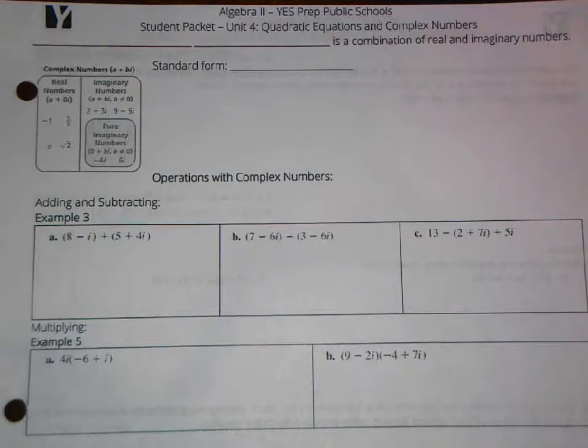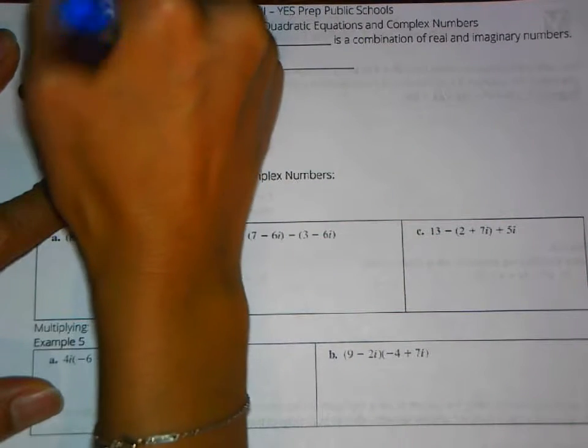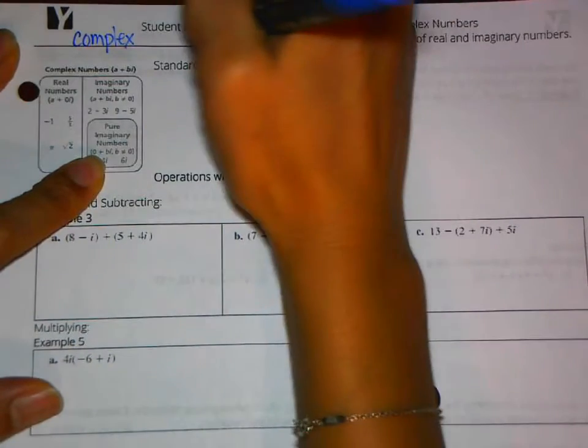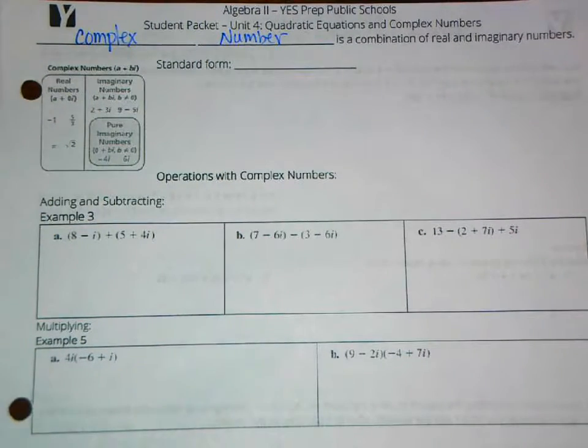Alright, now that we have done some equations that ended up with an imaginary number as an answer, let's talk a little bit more about operating with imaginary numbers and real numbers together. So a complex number is a combination of real and imaginary numbers. Let's write this down. A complex number is a combination of real and imaginary numbers.